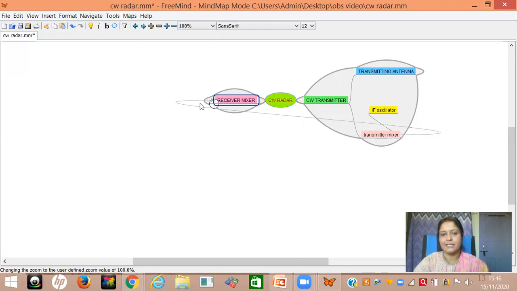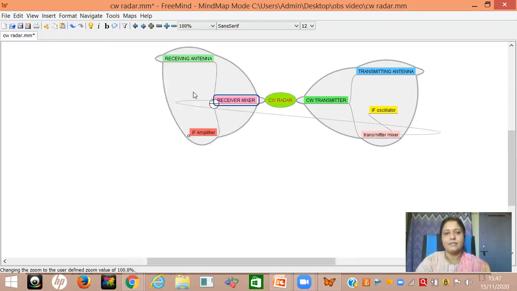You can observe this line here. It is connected to the receiver mixer here. Means the receiver mixer is getting the signal, that is FT plus IF, the part of the transmitted signal and the IF signal here. Now at the receiver section, what will happen? The receiving antenna will receive the echo signal, that is either FT plus or minus FD here. It may be plus or it may be minus here.